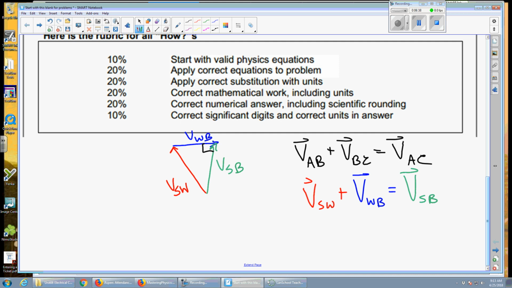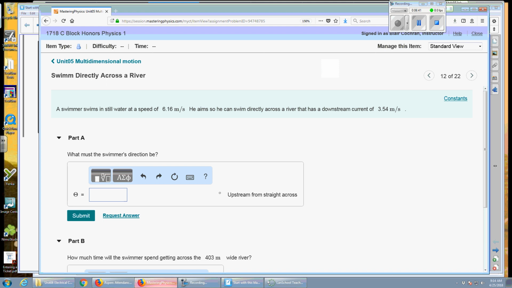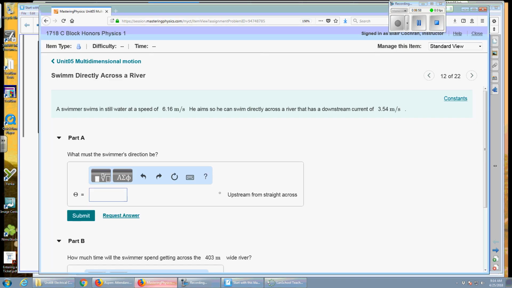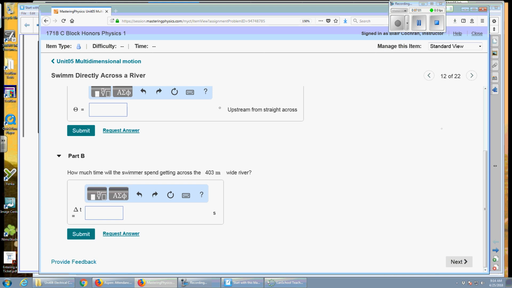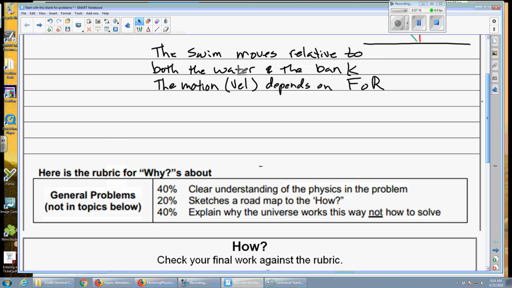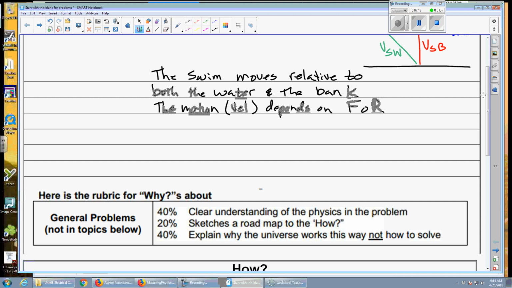Right? And let's see what they want to know. They want to know the swimmer's direction, upstream from straight across. So the angle that's upstream from straight across would be this angle theta here. So that'll be good to find. They also want to know how much time does the swimmer spend getting across the 403-meter river. Ooh, I better add something to my y to do part B, because there's a crucial understanding here. Maybe we'll put it in red.